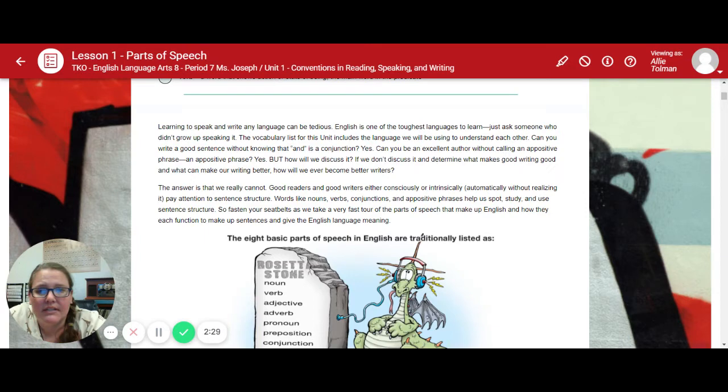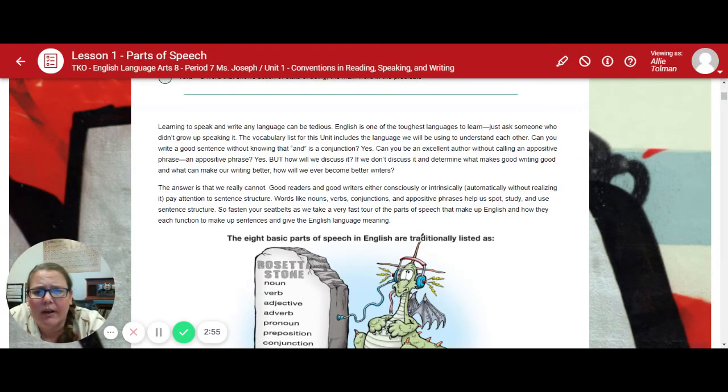Can you write a good sentence without knowing that "and" is a conjunction? Yes. You can be an excellent author without calling an appositive phrase an appositive phrase. Yes, but how do we discuss it? If we don't discuss it and determine what makes good writing and what can make our writing better, how will we ever know to become better writers? The answer is we really cannot.